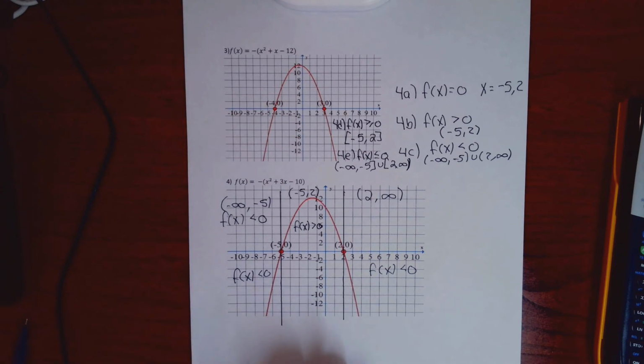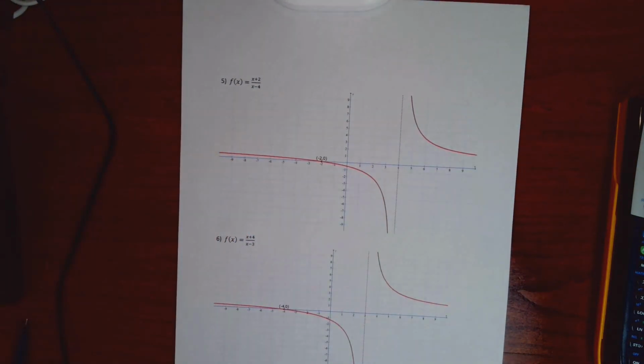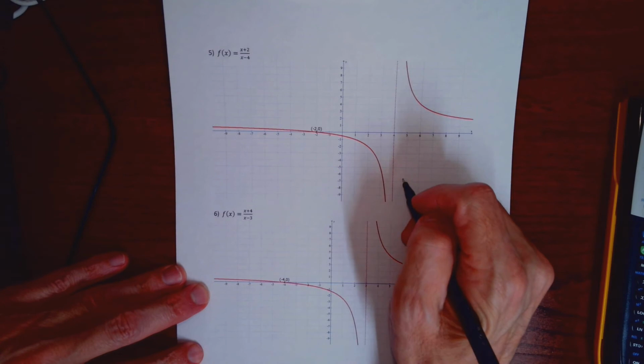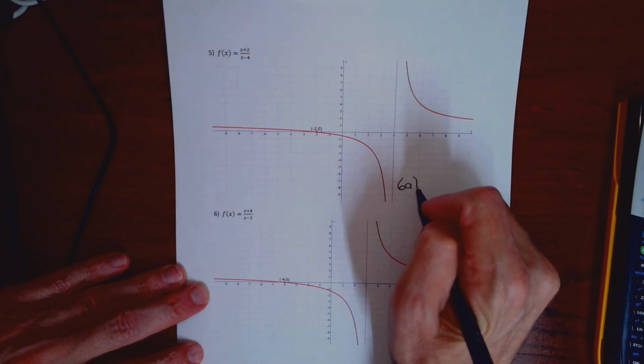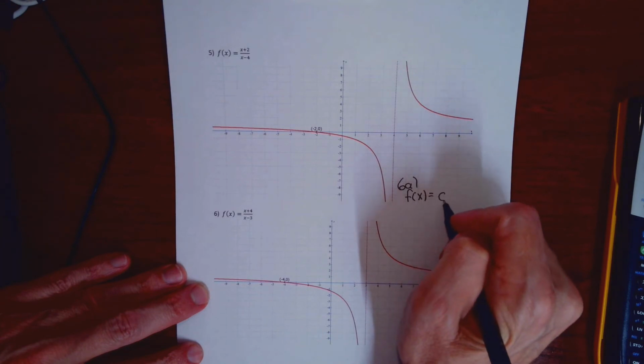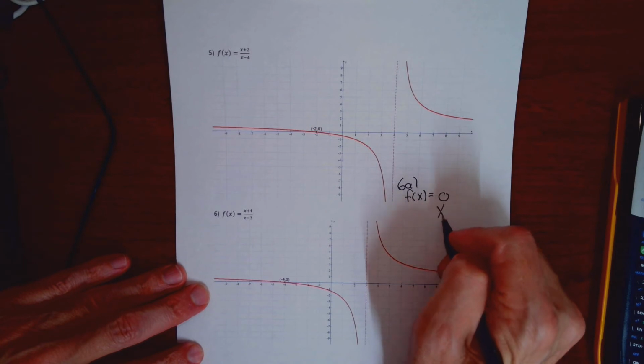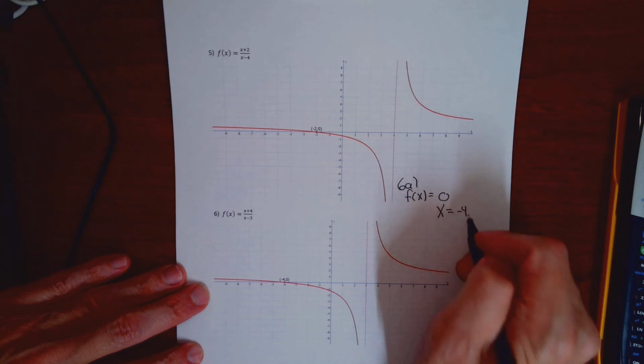Two more, and they're the fraction ones, which are a little bit harder. So in question 5 and 6, I'm given a graph of a fraction. I'm supposed to answer the same questions. So for 6a, I'm trying to find the regions of the graph or the points on the graph that have a y equal to 0. And there's only one point. It's the point -4, 0. My answer to part A is going to be x equal to -4.